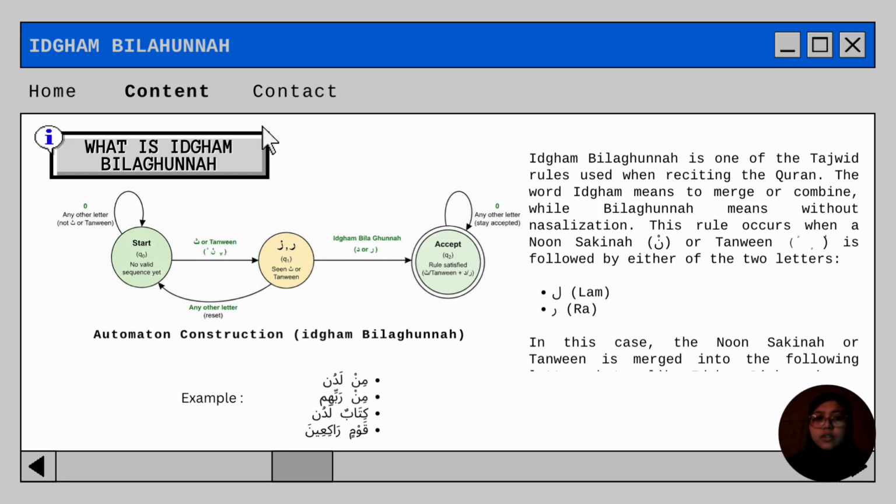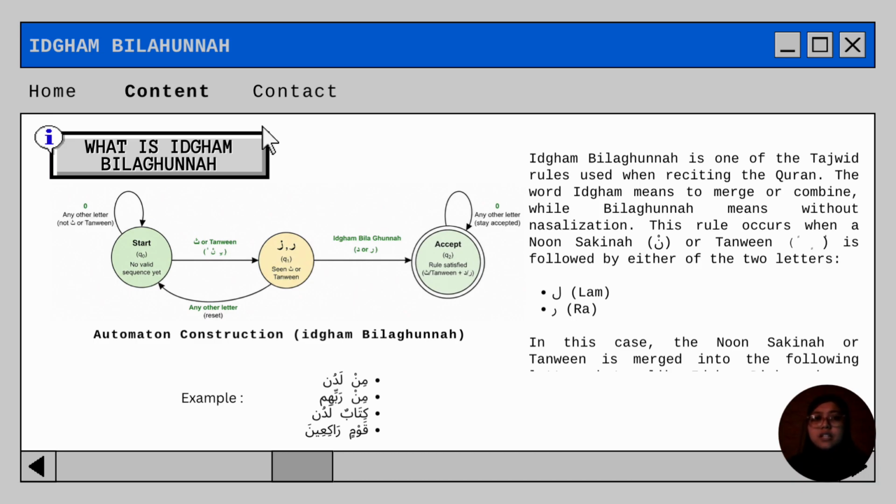Let's look at some examples. In the word min ladun, nun sakinah is followed by lam, so idgham bilaghunnah applies and the nun sound is merged into lam. And in min rabbihim, nun sakinah is followed by ra, so the rule applies again. So these examples show how the rule is specific to lam and ra, and how it differs from idgham bighunnah, which involves other letters and nasalization.